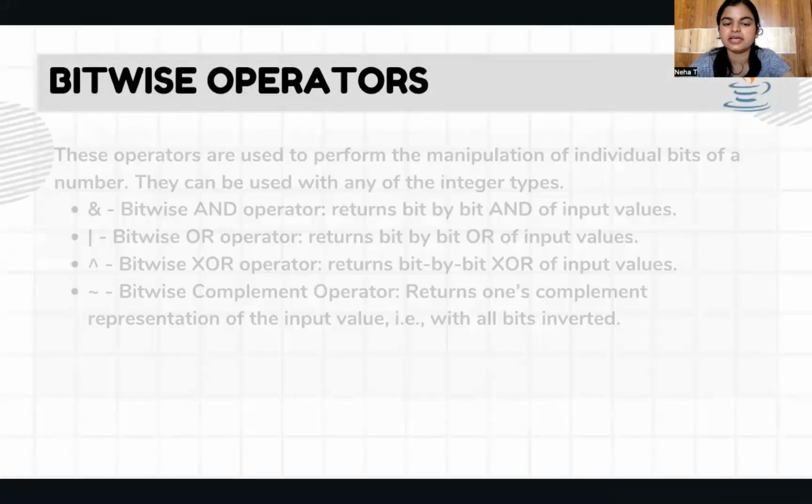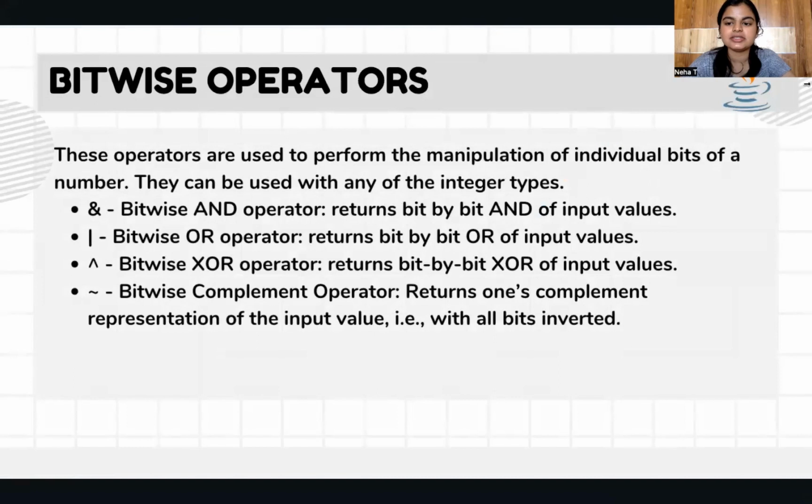After the ternary operator, we have the bitwise operators. These operators are used to perform manipulation of individual bits of a number. They can be used with any integer types. Bitwise AND operator returns the bit by bit AND of input values. Bitwise OR returns the bit by bit OR of input values. Bitwise XOR returns the bit by bit XOR of input values, and the bitwise complement operator returns the one's complement representation of an input value, that is with all bits inverted. We'll be seeing this with an example.